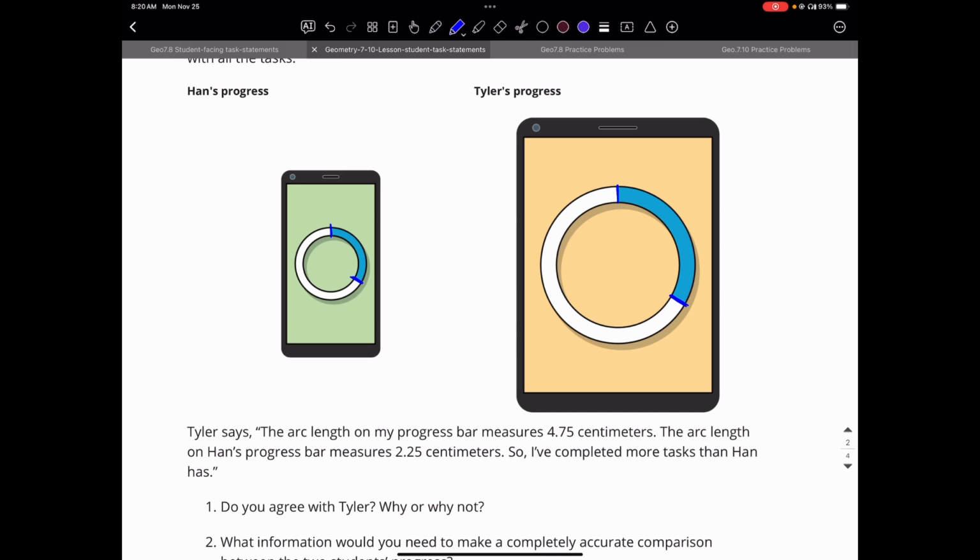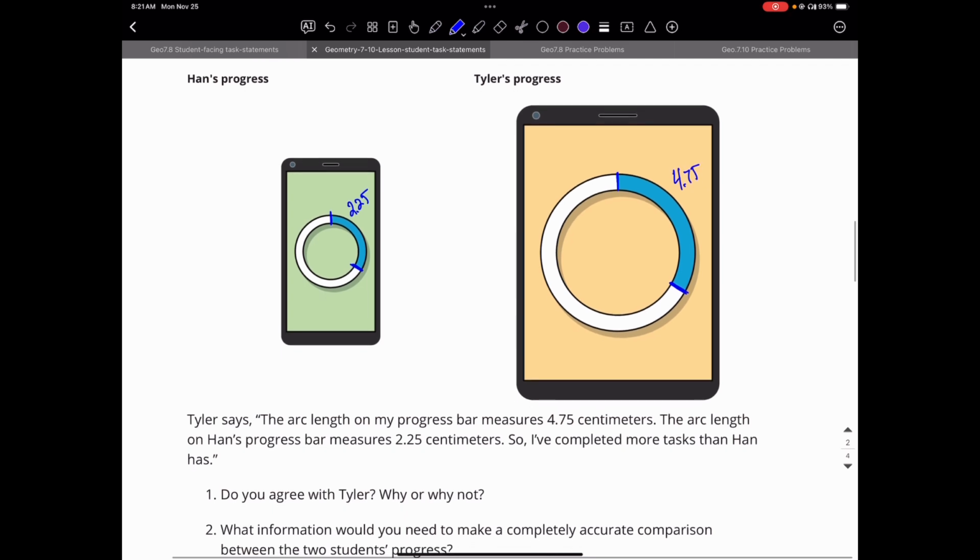Tyler says the arc length of my progress bar measures 4.75 centimeters. So Tyler's is 4.75. The arc on Han's progress bar measures 2.25 centimeters. So I've completed more tasks than Han has. Do you agree with Tyler? Well, Tyler's wrong.